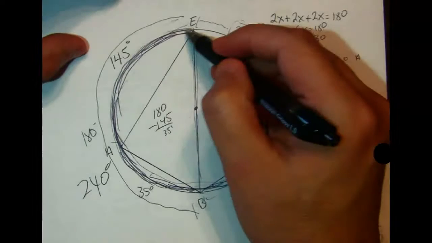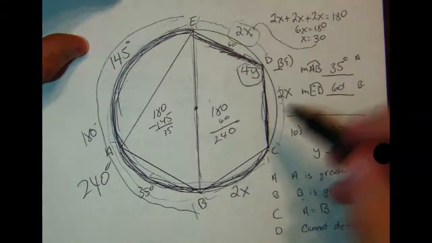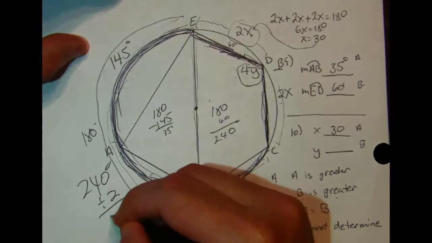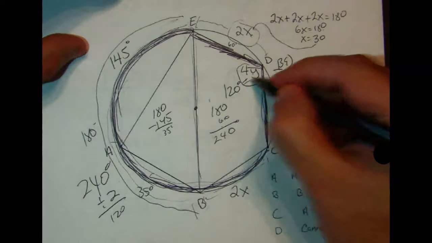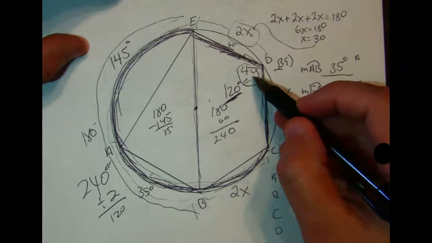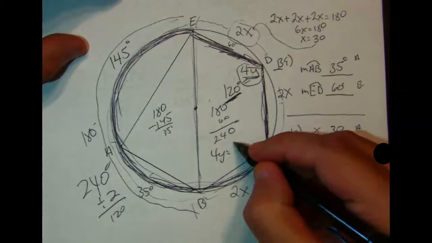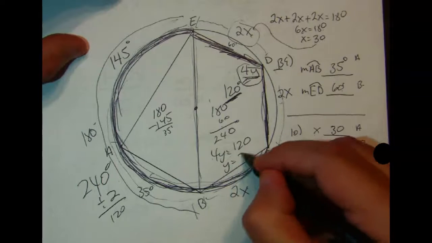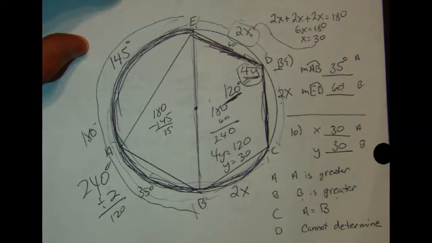So it's 240 from here to here. Well, if you take the arc and divide it by 2, you get an angle of 120 degrees. So 120 degrees is equal to 4y. Now let's just solve for y. 120 divided by 4 is 30. Here we go. So y is also 30.